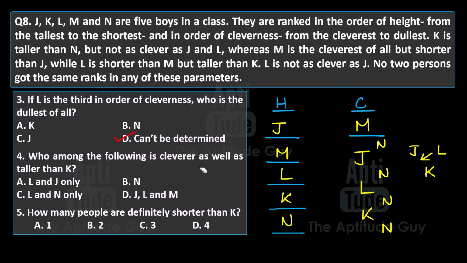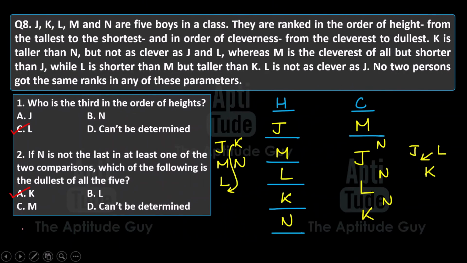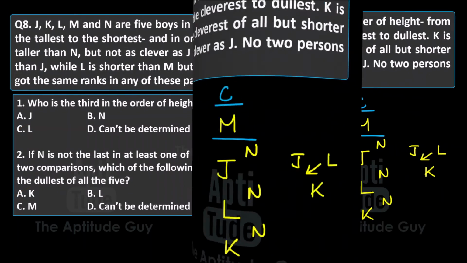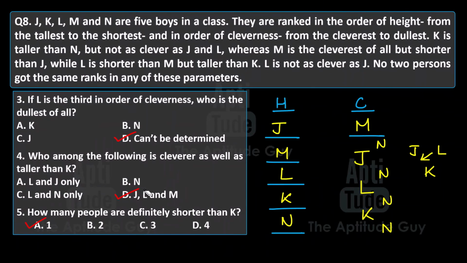Now, question number 4. Who among the following is cleverer as well as taller than K? K is over here. Taller than K are these three, J, M, L, and K is over here. Smarter than K, cleverer than K also are J, M, L. So, of course, the answer is option D. Done. And the fifth one says, how many people are definitely shorter than K? Definitely shorter than K is only N. So, that is only one person. Answer is option A.